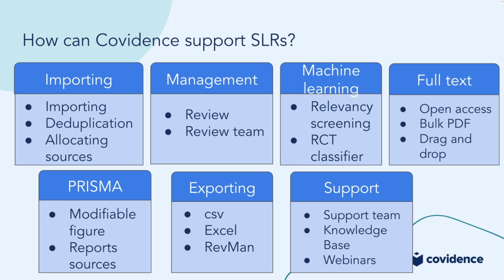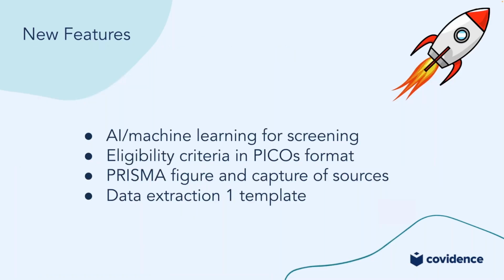So on from that, I'll just talk a little bit about some new features that we have in the platform. The first one of those is some functionality around AI and machine learning. Secondly, I'm going to talk about the new eligibility criteria format structured around PICOS. Thirdly, we have new functionality around PRISMA and the capture of sources, of references. And then finally, I'm going to talk a little bit about our new data extraction template in Extraction 1.